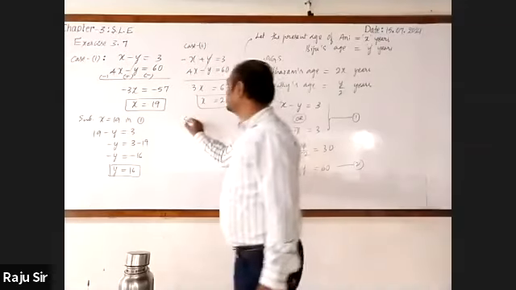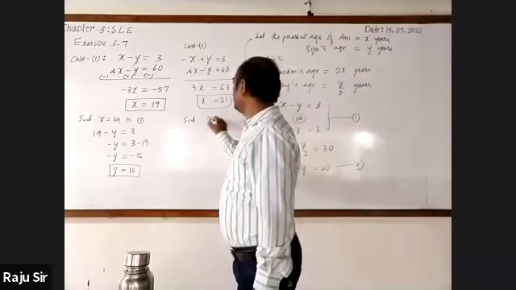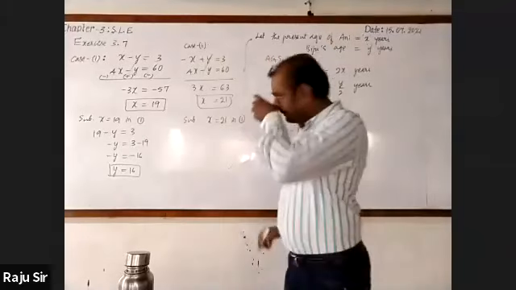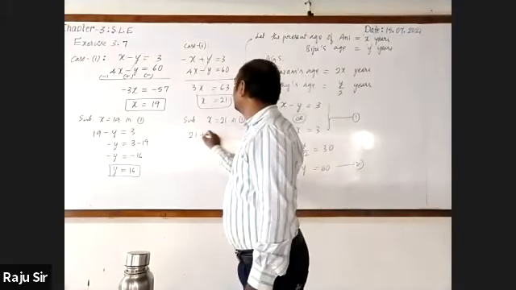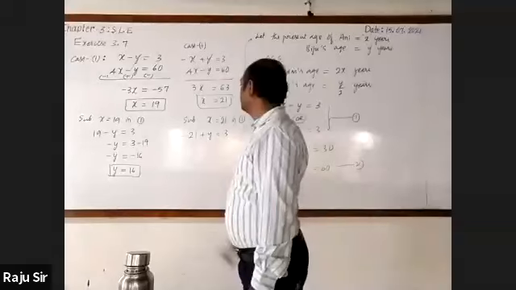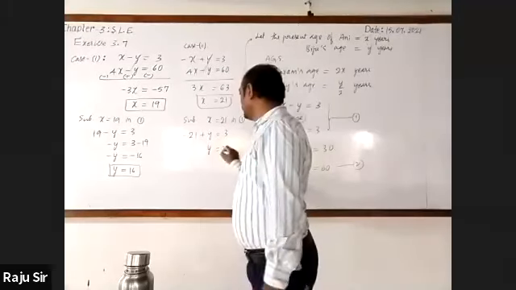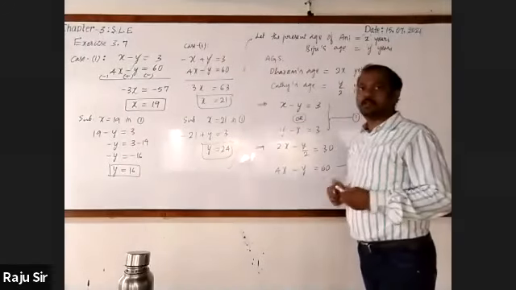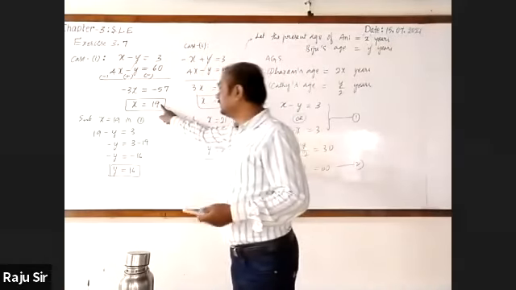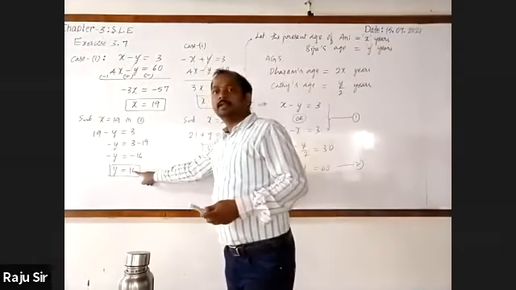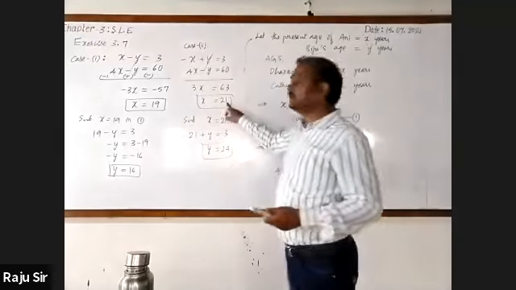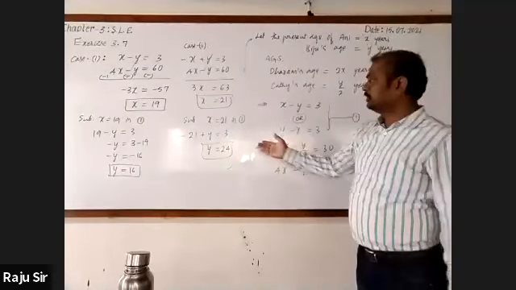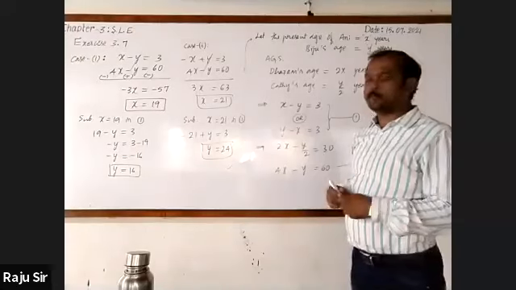Then substitute X equal to 21 in equation 1 only. It is minus 21 plus Y is equal to 3. Very good. Y equal to 24. So these are the two possibilities. When Ani's age is 19 years, Biju's age will be 16 years. When Ani's age is 21 years, Biju's age will be 24 years. These are the two possibilities.